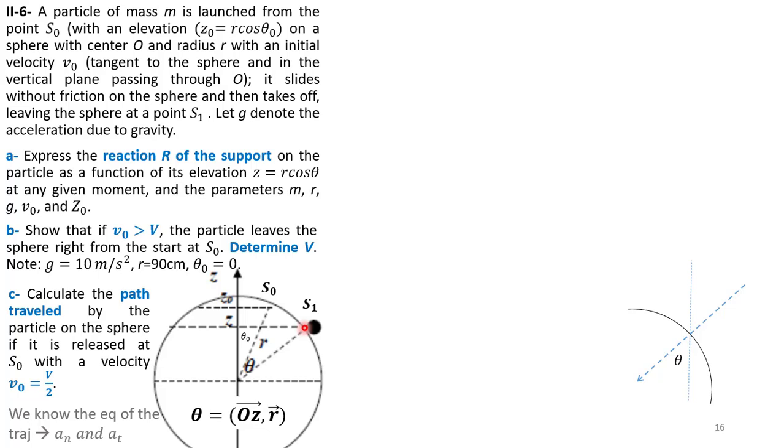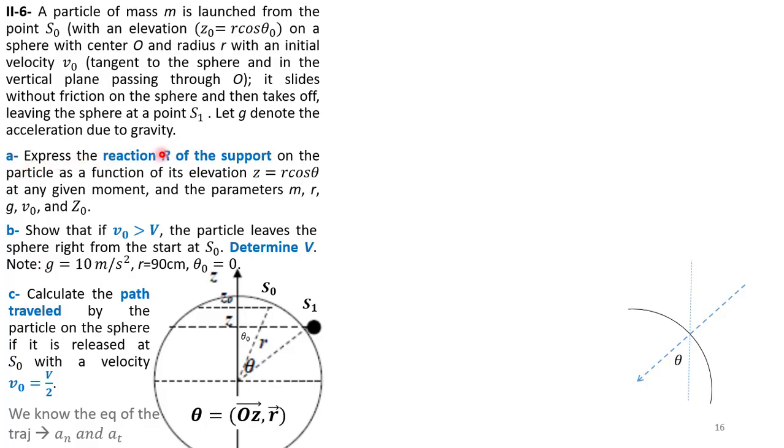So the mass started from S0. It slides without friction to S1. At S1, the mass leaves the sphere. Let g denote the acceleration due to gravity. We have 3 questions. Okay, so let's start with question A.